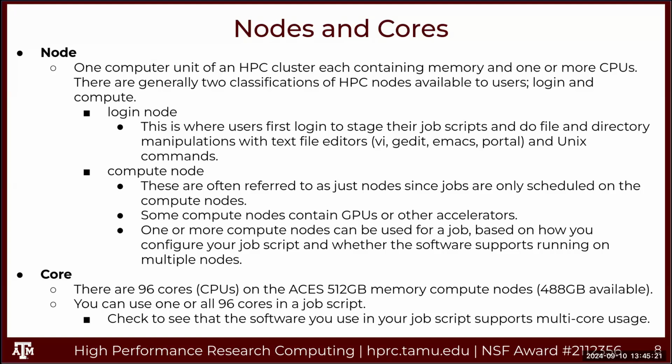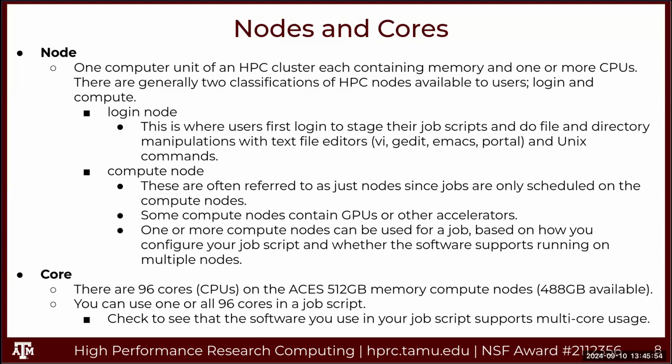Cores. On the ACES compute nodes, each one has 96 cores. These are also termed CPUs, and sometimes you'll see the term threads being used. The ACES compute nodes have 512 gigabytes of memory. Some of this memory is allocated for the operating system on the compute node and other resources, so you have 488 gigabytes of available memory.